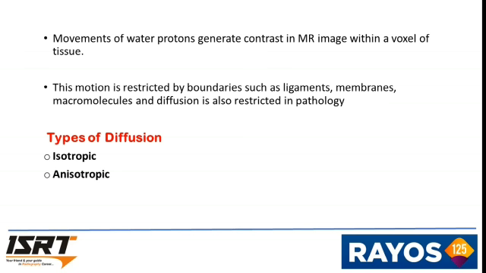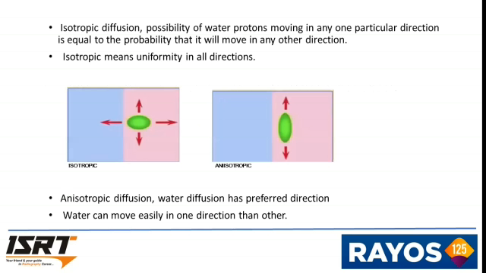Types of diffusion: isotropic and anisotropic. Isotropic diffusion: the probability of water protons moving in any one particular direction is equal to the probability that it will move in any other direction. Isotropic means uniformity in all directions. In anisotropic diffusion, diffusion has a preferred direction. Water can move more easily in one direction than in others.